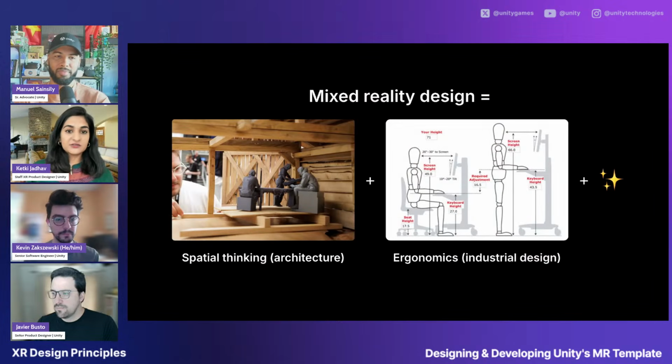So I think of mixed reality as a mix of lessons that you can borrow from architecture. So thinking about how spaces are designed, how people move in them, how to keep lighting and textures in mind. And then you can also learn a lot from industrial design, because we are creating 3D objects that are going to be interacted with, and they have to be comfortable. So you can learn a lot from industrial design, specifically about human ergonomics.